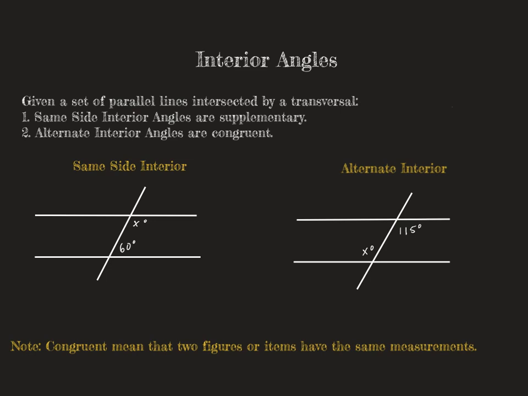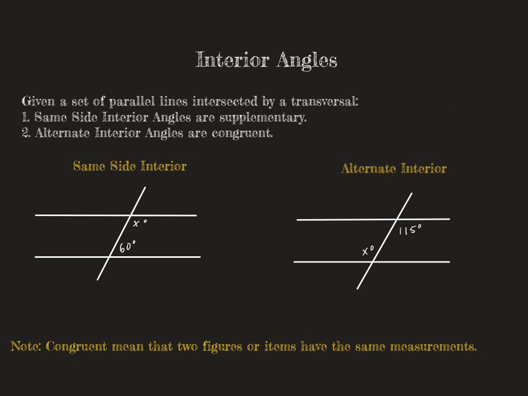Now, whenever you have a pair of parallel lines and also a line cutting them, you're going to have same side interior angles that are supplementary. So that means that they're going to add up to 180. So let's look at it. So same side interior angles, so 60 plus x are going to be supplementary.